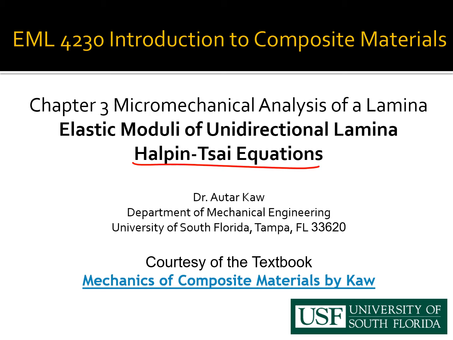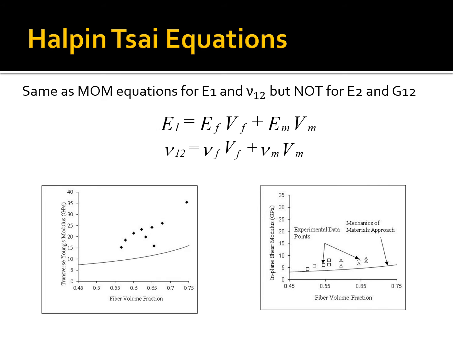In this segment, we'll talk about the Halpin-Tsai equations for the elastic moduli of a unidirectional lamina. So we'll look at how E1, E2, nu12, and G12 are calculated by using the Halpin-Tsai equations. The Halpin-Tsai equations for E1 and nu12 are exactly the same as the mechanics of materials approach. So we don't have to worry about recalculating those two elastic moduli.